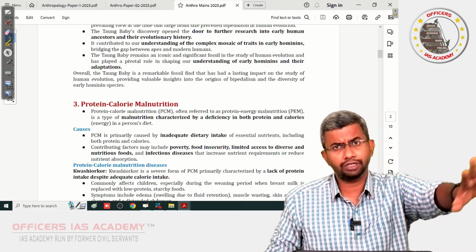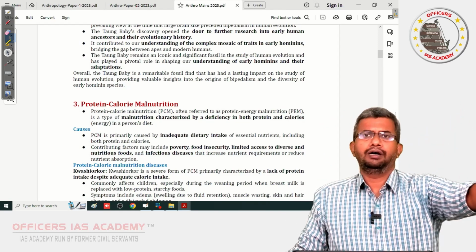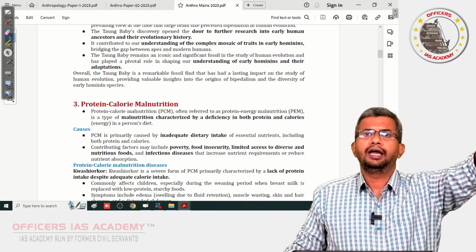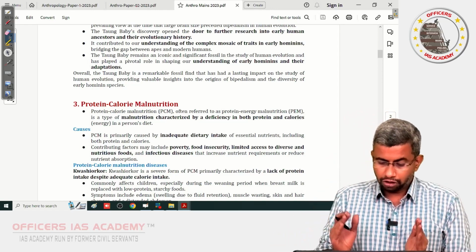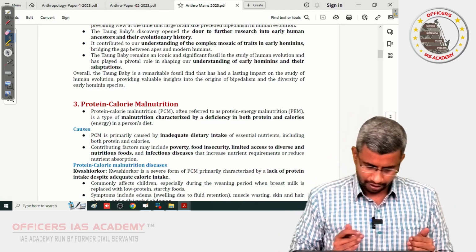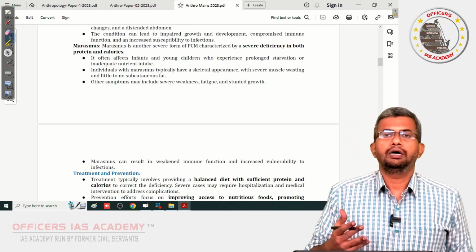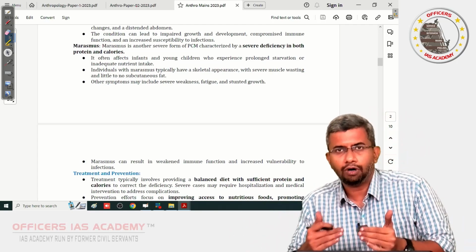Protein calorie malnutrition: what is affected, stunting, wasting, underweight, all those things you will describe in the first part of the answer, right? And what is protein calorie malnutrition? It is because of inadequate dietary intake. And kwashiorkor, which is a protein deficiency related malnutrition disease, and marasmus, and what are the effects of it.